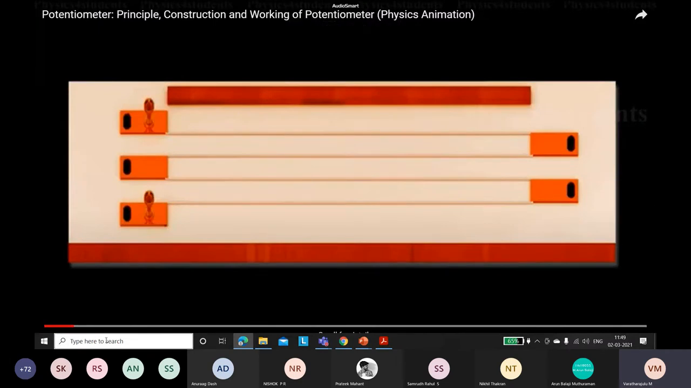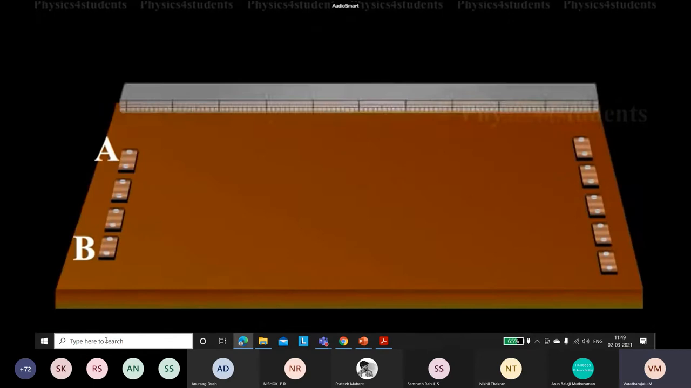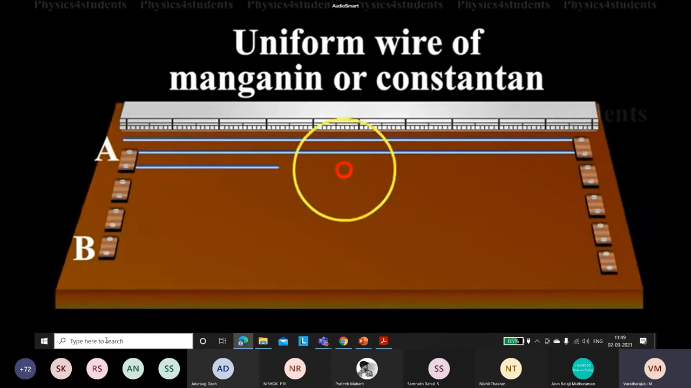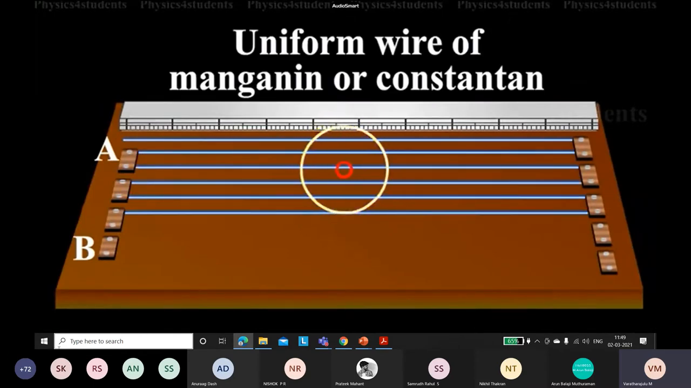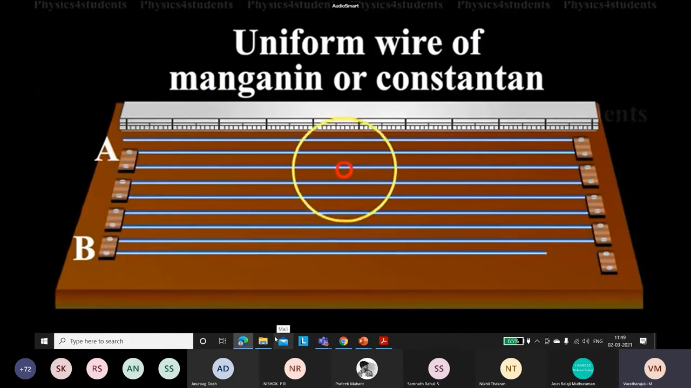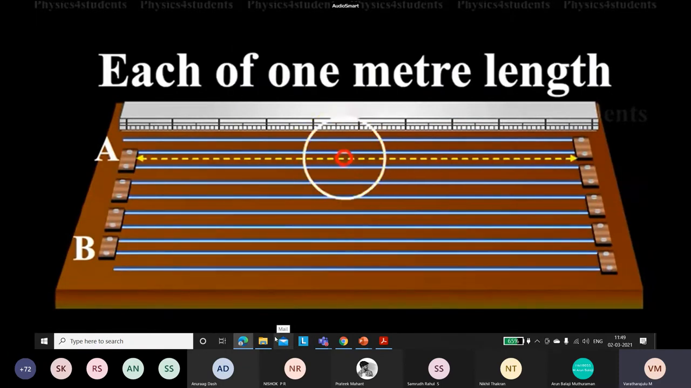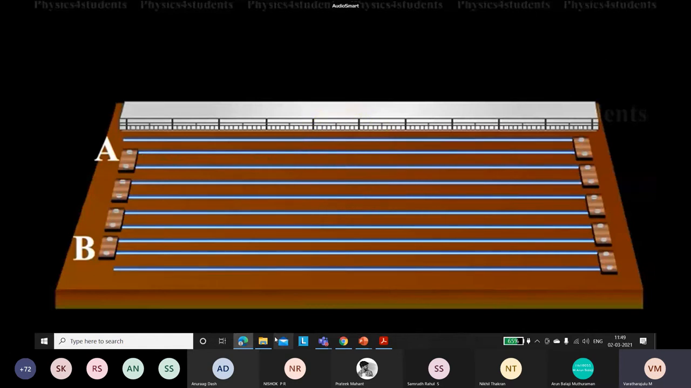The potentiometer is an instrument used for the measurement of potential difference. It consists of a 10 meter long uniform wire of manganin or constantan stretched in 10 segments, each of 1 meter length. The segments are stretched parallel to each other on a horizontal wooden board. The ends of the wire are fixed to copper strips with binding screws. A metal scale is fixed on the board parallel to the wire. Electrical contact with the wires is established by pressing the jockey J.